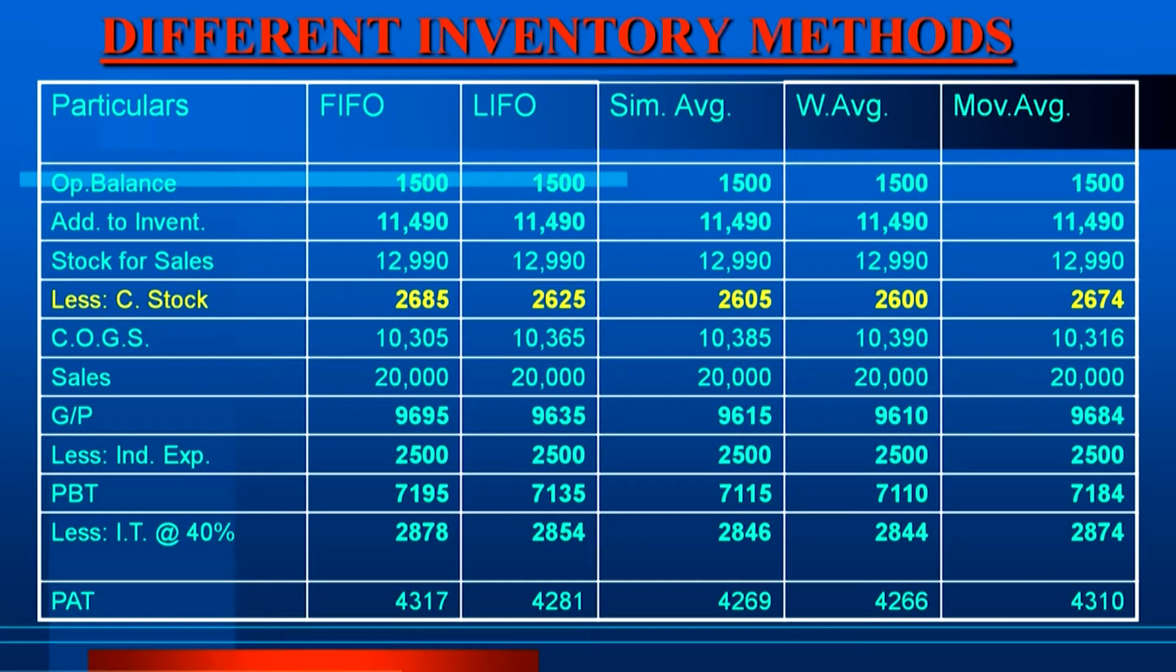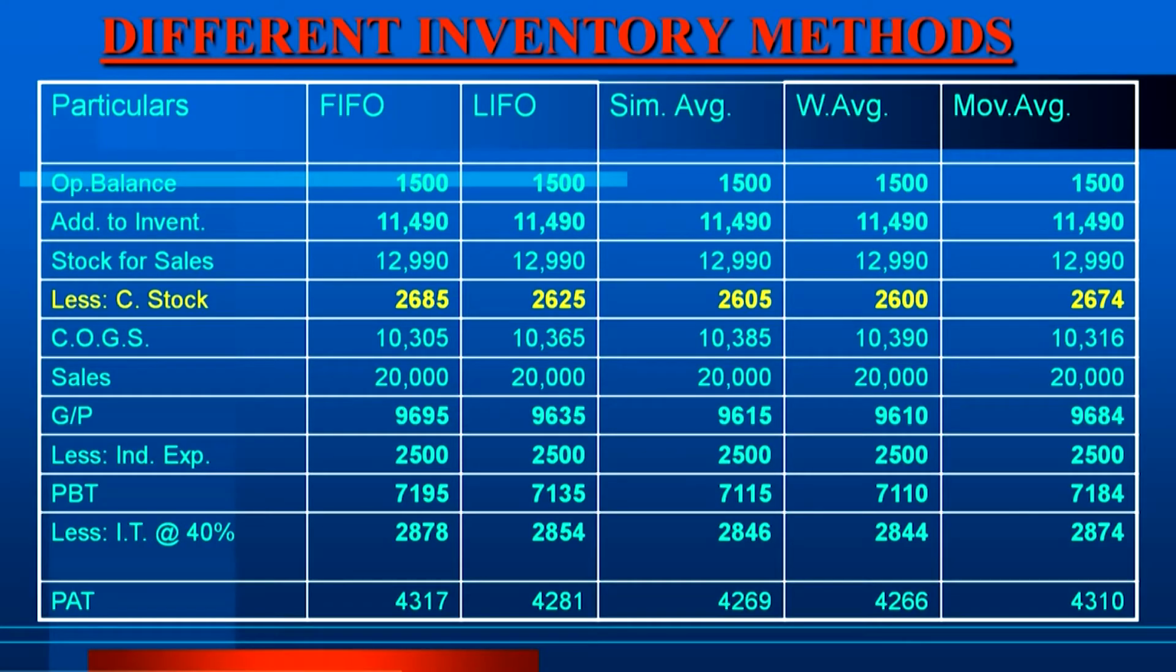Out of this total stock for the sales, we are subtracting something to be kept in the warehouse as a closing stock, and you see that depending upon the method of valuation we have chosen, the finally the cost of that material which we are showing here, or you can call it as the value of the material we are showing in our profit and loss account credit side, the value is different. Under FIFO it is 2685, under LIFO it is 2625, under simple average method is 2605, under moving average weighted average method it is 2600, under moving average method it is 2674.